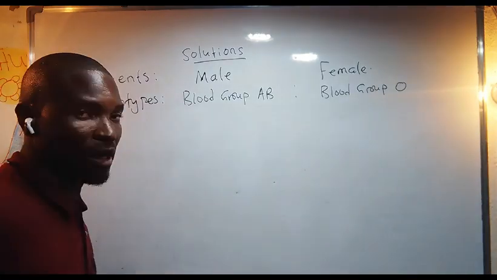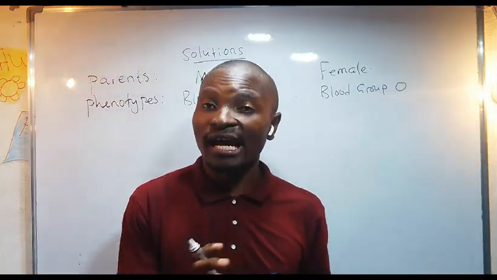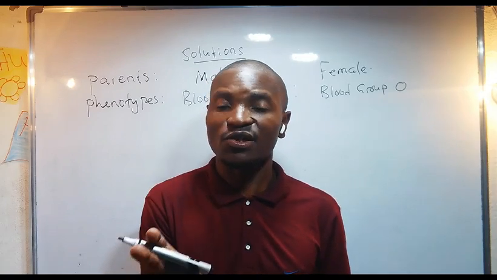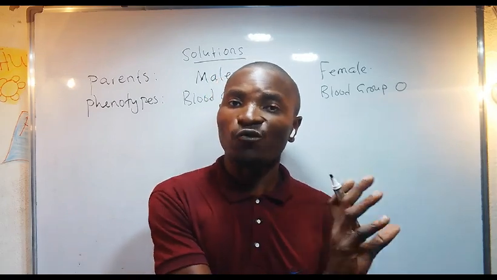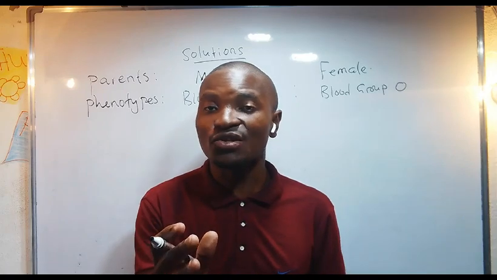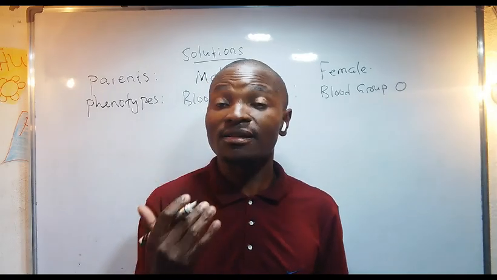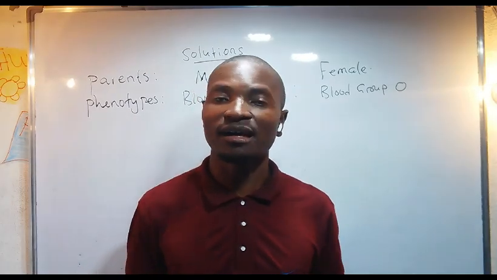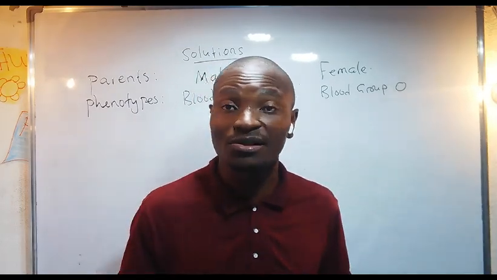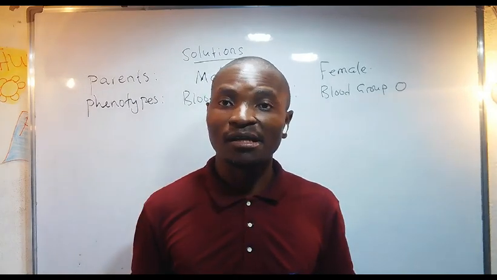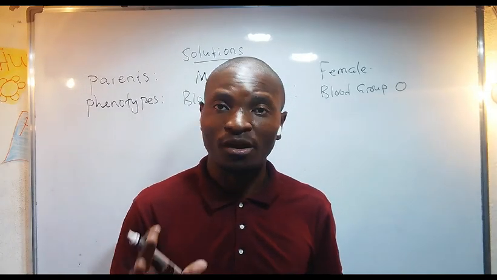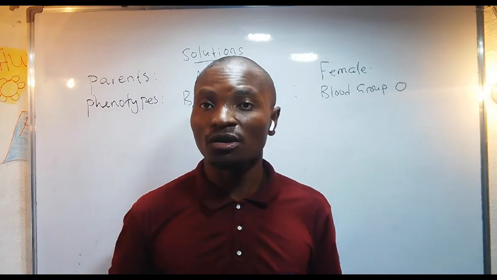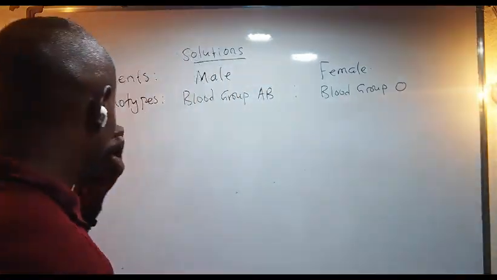So the phenotype is the observable characteristics of organisms or individuals. When you look at someone, you'll be able to see that they are light in complexion, or that he or she is a white person, because you're able to see it in terms of skin color. That's what we mean by phenotypes. Make sure you understand that.